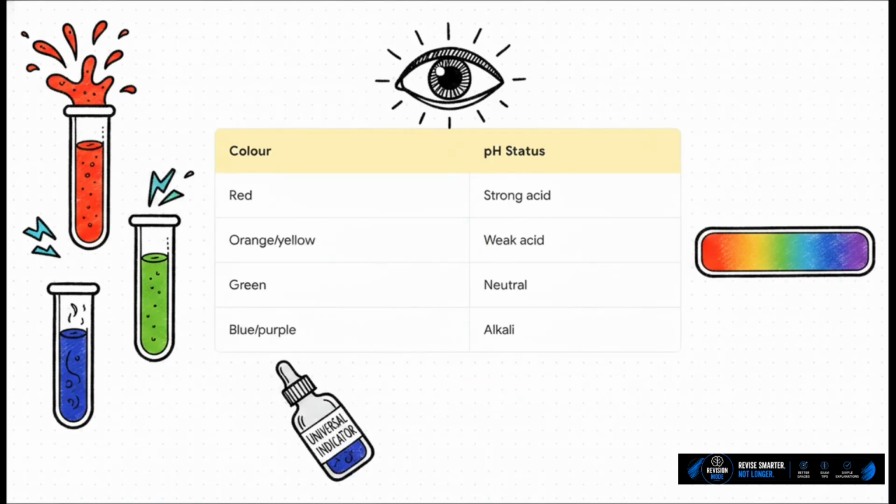But how do we actually figure out a pH number in the lab? We use something called a universal indicator. It changes color depending on the pH of the solution, and these colors tell a really vivid story. Red indicates a strong acid. Orange or yellow signals a weak acid. A perfectly neutral substance is going to turn green, and an alkali will turn the indicator blue or purple. You just take that color, compare it against a standard pH chart, and you've got your exact pH number. It literally takes an invisible chemical property and paints a picture for us.